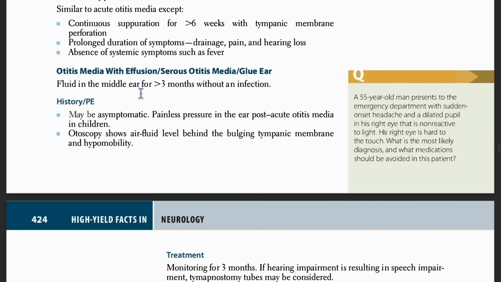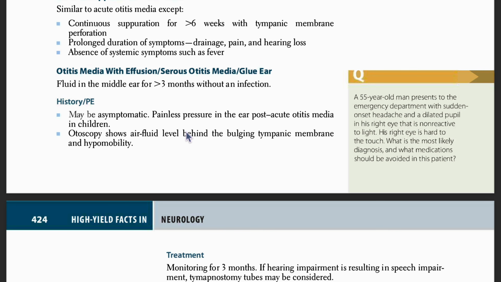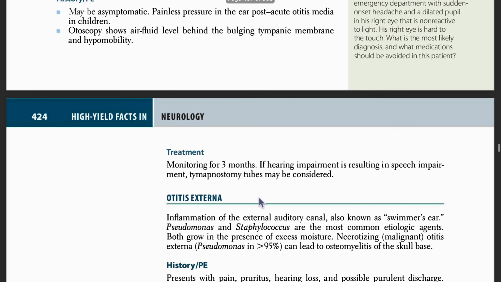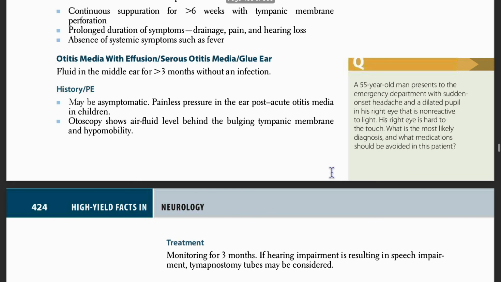There's fluid in the middle ear for more than 3 months without an infection. History and physical examination: may be asymptomatic, painless, pressure in the ear, post-acute otitis media in children. Otoscopy shows air-fluid level behind the bulging tympanic membrane and hypomobility. Treatment is monitoring for 3 months. If hearing impairment is resulting in speech impairment, tympanostomy tubes may be considered.